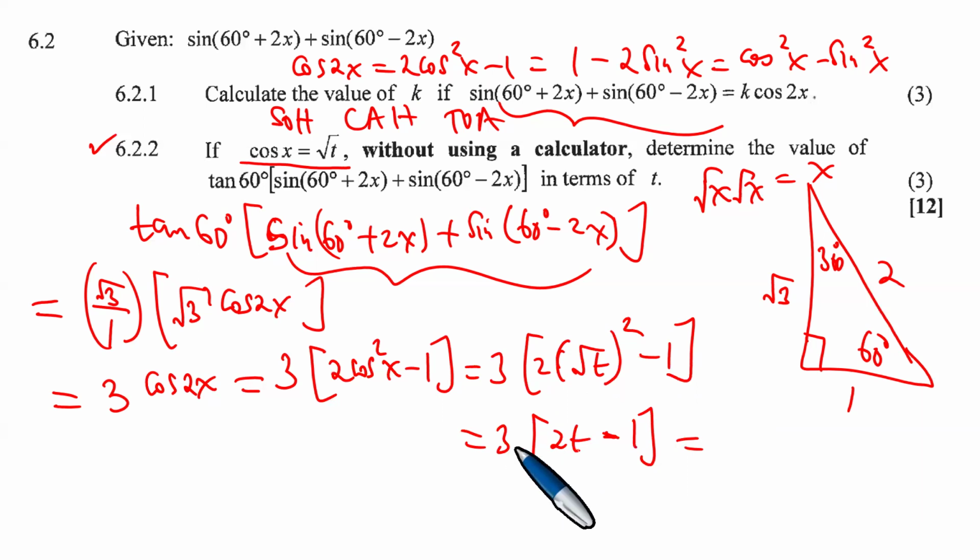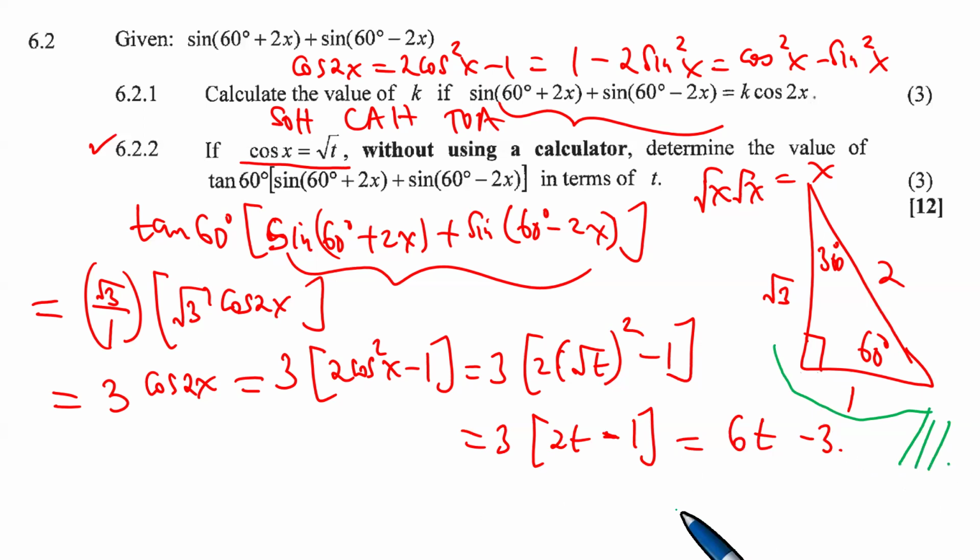If you multiply 3 times 2, it's 6t minus 3. And this becomes the answer to the problem, and therefore we have managed to solve this problem. And the answer is actually exactly 6t minus 3. Okay, we're done for the three marks there.